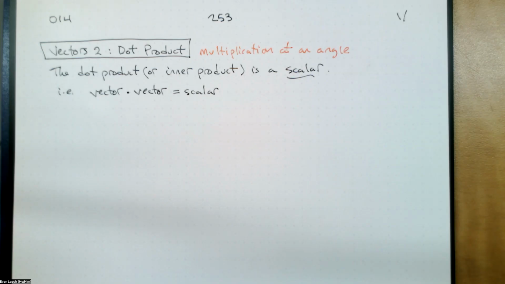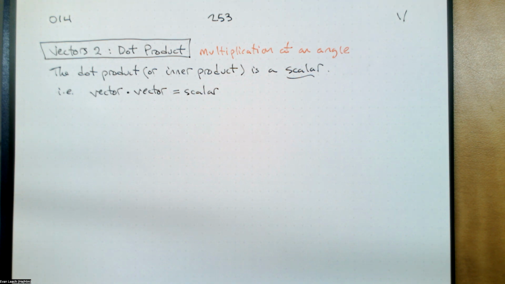Today we want to talk about the dot product, how to calculate it, what it represents, and most importantly, how we think about it. The way we want to think about the dot product is as multiplication at an angle. The dot product is multiplication at an angle. The dot product is an inner product, which means it's going to produce a scalar.